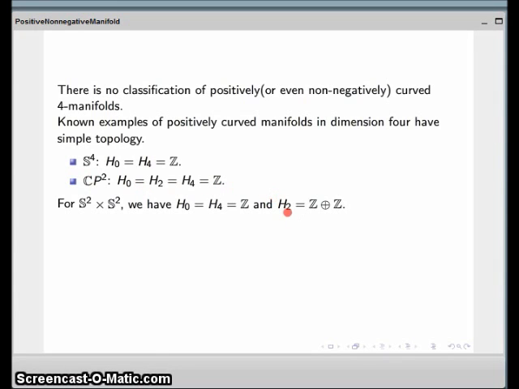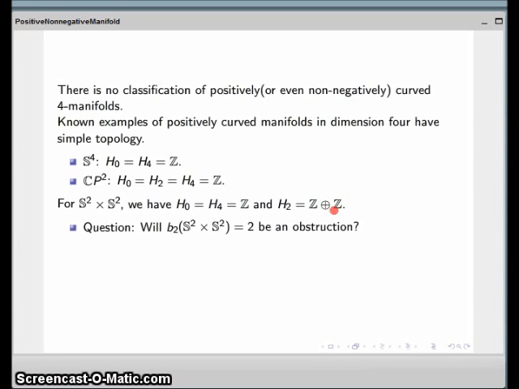Now you can look at the H2 here. This is the 2-dimensional homology, and it is given by Z plus Z. The generator of each Z is given by each factor S2. So you see the difference here. For S4 you have H2 equal to 0, and for CP2 you have H2 equal to Z, and if you go to S2 cross S2, you have another factor.